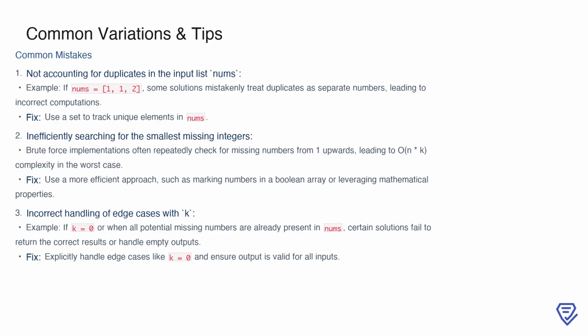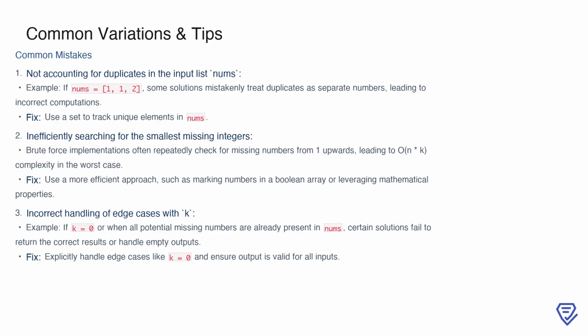Another frequent issue involves inefficiently searching for the smallest missing integers. A brute force approach that repeatedly checks numbers from 1 upwards can easily result in O(n*k) complexity, which is far from optimal. Instead, you can adopt a more efficient strategy, such as using a Boolean array to mark numbers or leveraging mathematical properties. Lastly, edge cases involving k often trip people up.